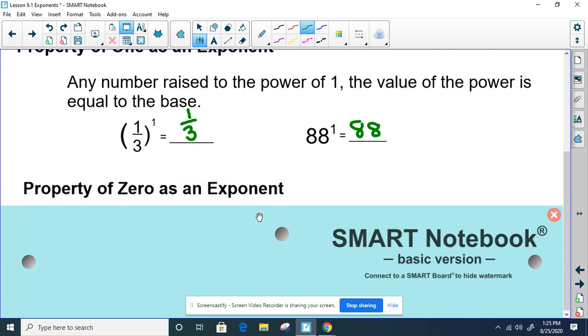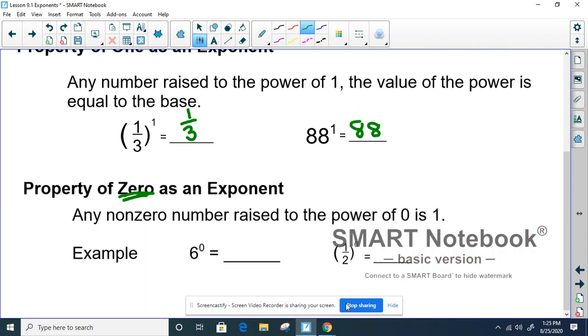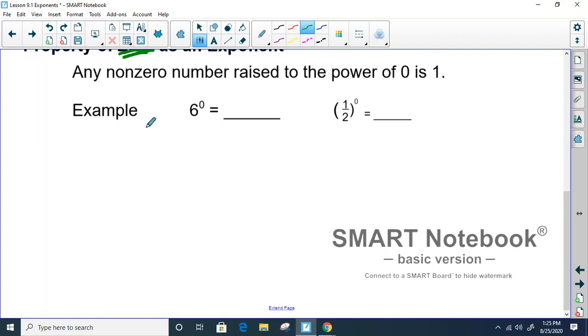We also have a property of 0 as an exponent. Now, normally when we think of 0 as an exponent, we would think, oh, it's 0 because 6 is repeated 0 times, but that's not actually true, and I'm going to show you why. So if I have 2 to the 3rd power, 2 to the 2nd power, 2 to the 1st power, and 2 to the 0 power.